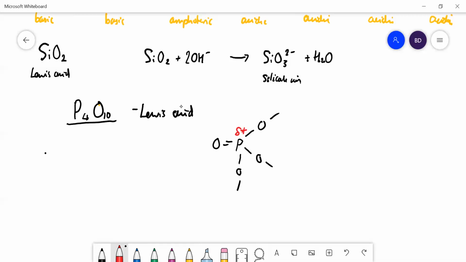It is more acidic than the SiO2. This will react with water, whereas SiO2 won't react with water. The lone pair on water is going to attack that phosphorus. That's what's going to start off the reaction. If you react P4O10 with water, it reacts very, very readily, and it will form phosphoric acid. So let's write down the equation for that.